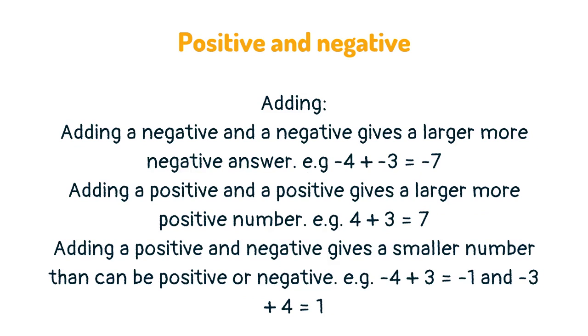Adding. Adding a negative and a negative gives a larger, more negative answer. For example, -4 plus -3 equals -7. Adding a positive and a positive gives a larger, more positive number. 4 plus 3 equals 7. Adding a positive and negative gives a smaller number that can be positive or negative. -4 plus 3 equals -1, and -3 plus 4 equals 1.